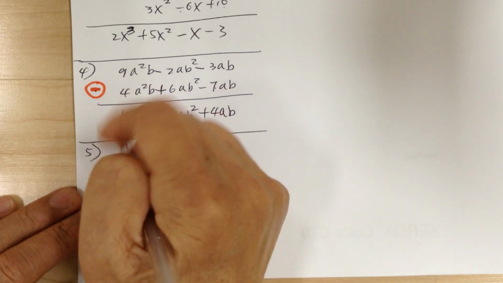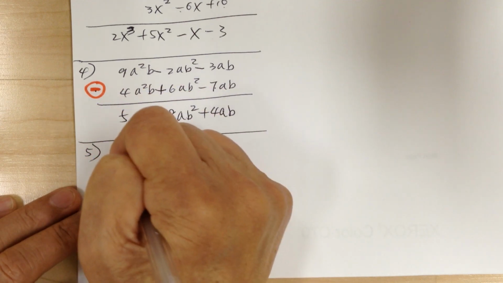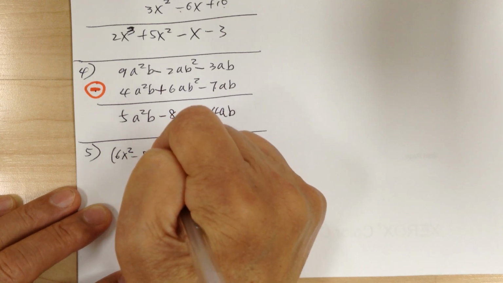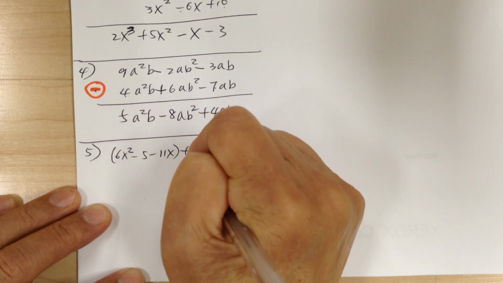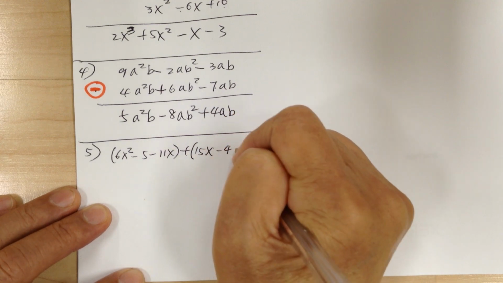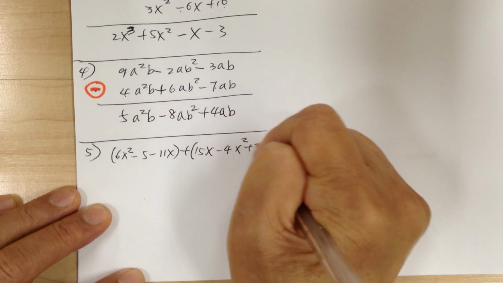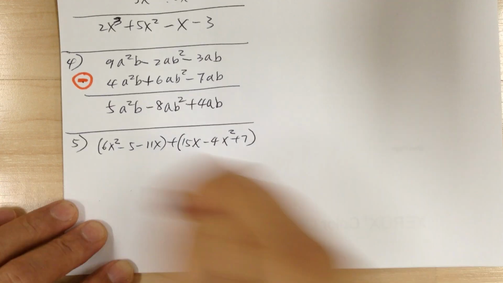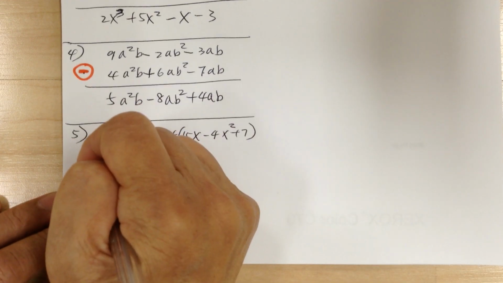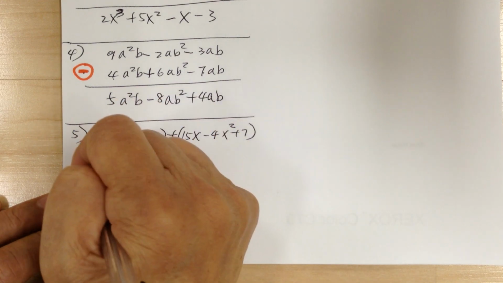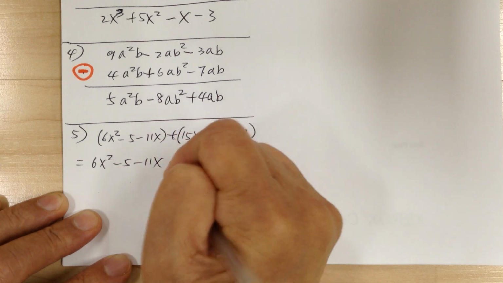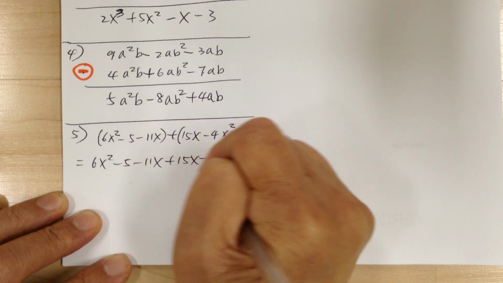Let's go to number 5. You have 6x squared minus 5 minus 11x plus 15x minus 4x squared plus 7. So first let's get rid of the parentheses. So multiply by the number in front. When there's no number, it means it's 1. So you can just drop that. Again, 1 times whatever would be the same.